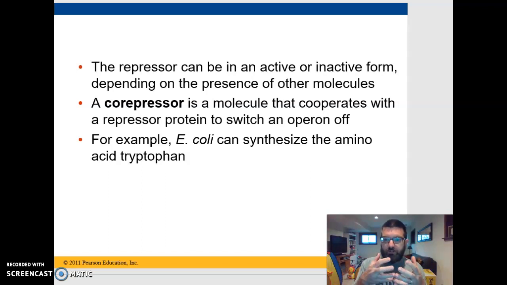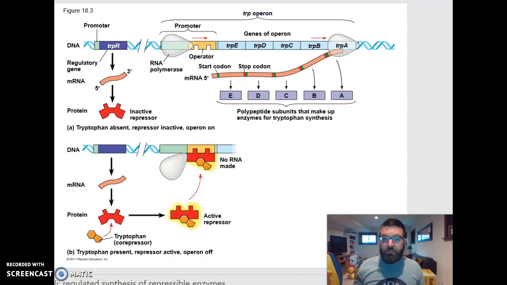Well, what causes it to go into the shape where it can bind to that operator and turn it off, right? Where it can repress, right? Well, that repressor needs to bind to something called a co-repressor in order to put it in the right shape to turn things off. So let's look at a picture of this. Here is our operon, right? We have our promoter and our operator and all of these genes. This is our operon. And normally, right, our repressor is inactive, right?